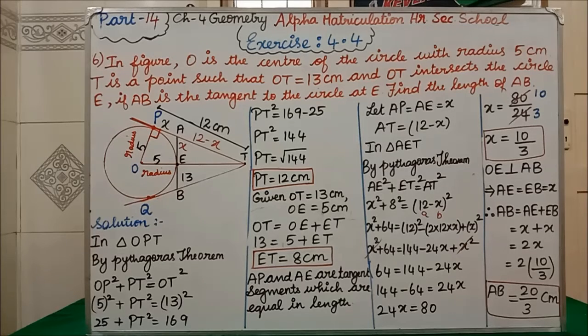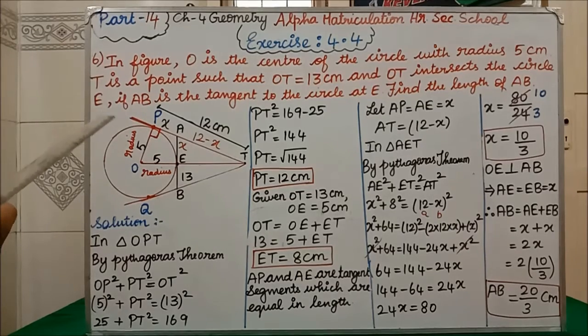24 in 8 table how many times? 3 times. So if you cancel, what will we get? 10 divided by 3. So x is equal to 10 divided by 3. Now, but what do we have to find? We have to find the length of AB. Now, we have found the x value. This AE value we have found, it is 10 by 3.